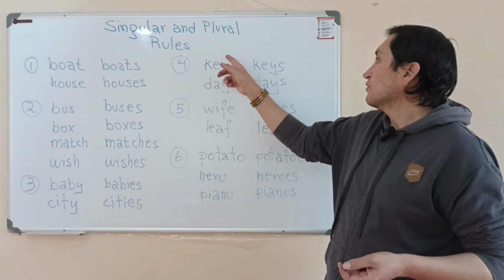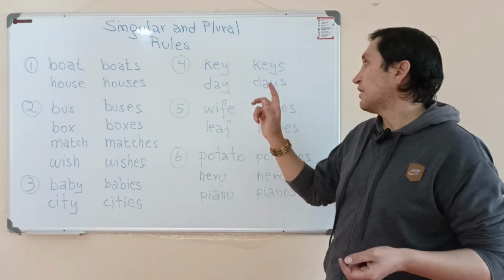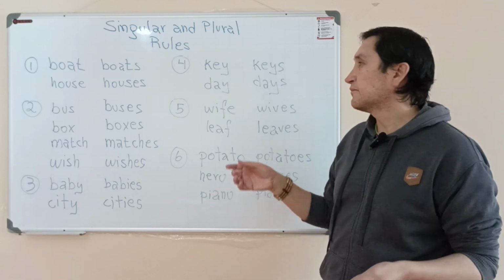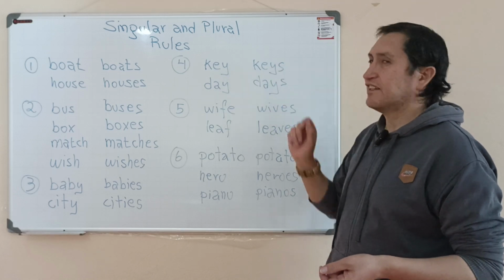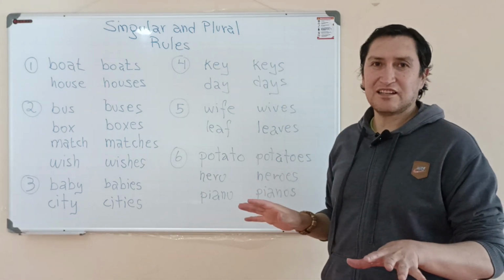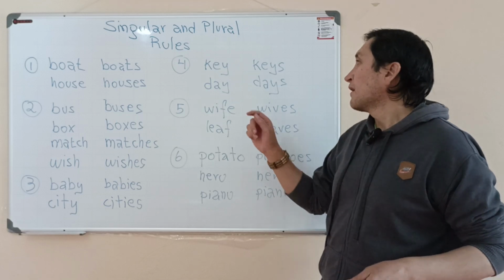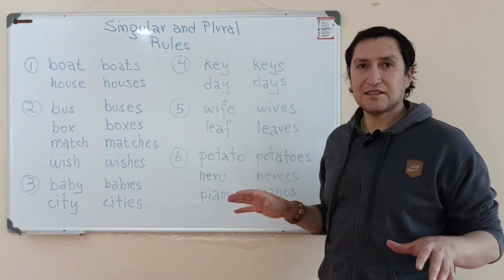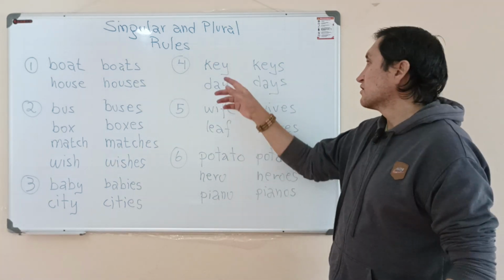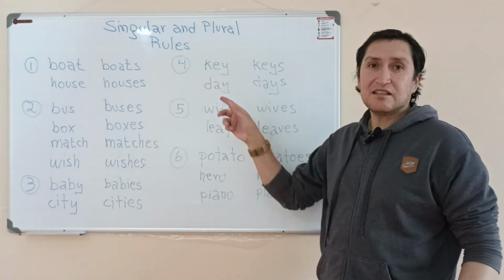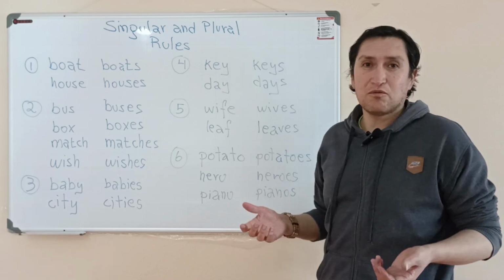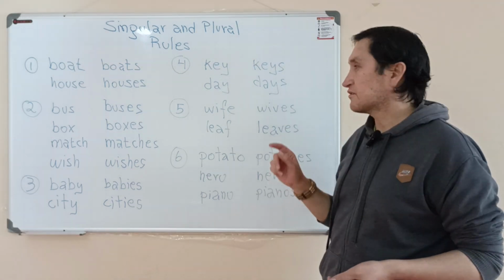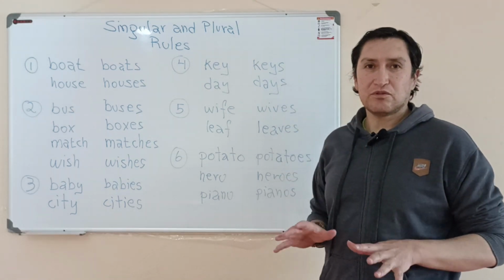Okay? So we are ending in Y again, but on this occasion we have a vowel before, okay? In that case, we add an S. It's not necessary to do anything else. Okay, key, keys. So let's remember a common word in English. So we have key or maybe day. A day is a common word. So if you remember the word, you can remember days. So you can apply this rule easily.